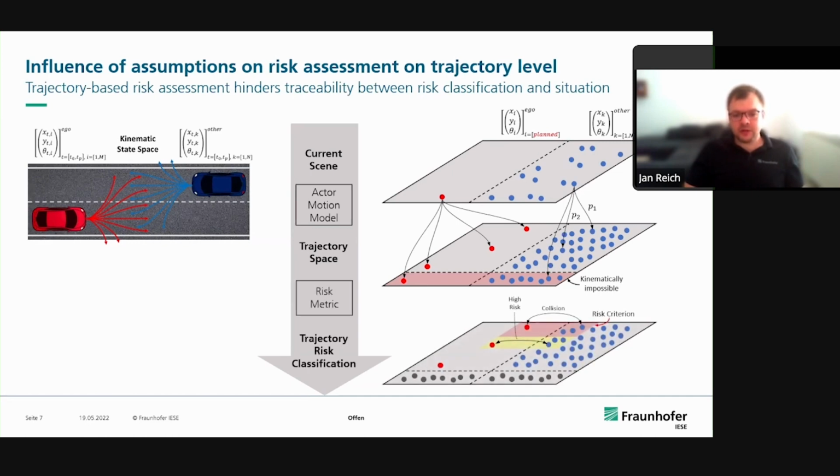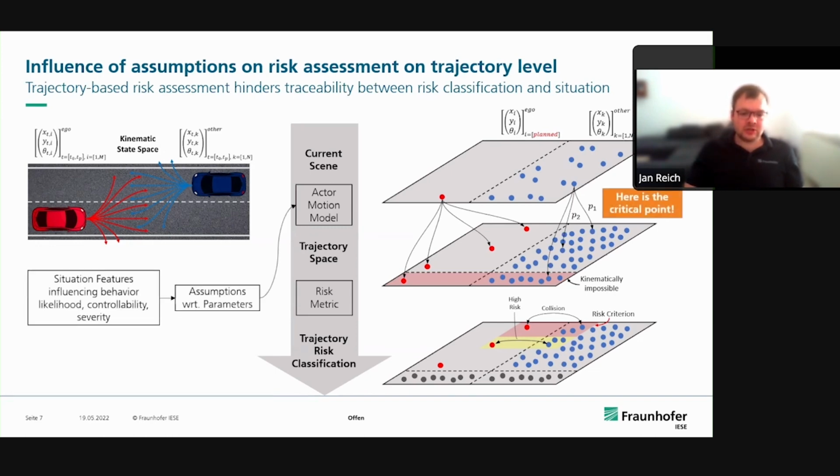So in the next step, we are using a risk metric that needs to solely define based on these pairwise trajectories, whether a collision can happen. That is easy because a collision is represented by a trajectory overlap, or in the probabilistic case, via a distribution overlap of these trajectories. And if it is near a collision, then we can pose also that we may have high risk between certain pairs of trajectories, if no collision happened, but it is a near miss. And the issue is that actually all the assumptions that are, from a human perspective, understandable when we say this is a risky situation, this is basically situation features that influence the behavior likelihood of a particular actor, that influence the controllability, and also to a certain extent the severity.